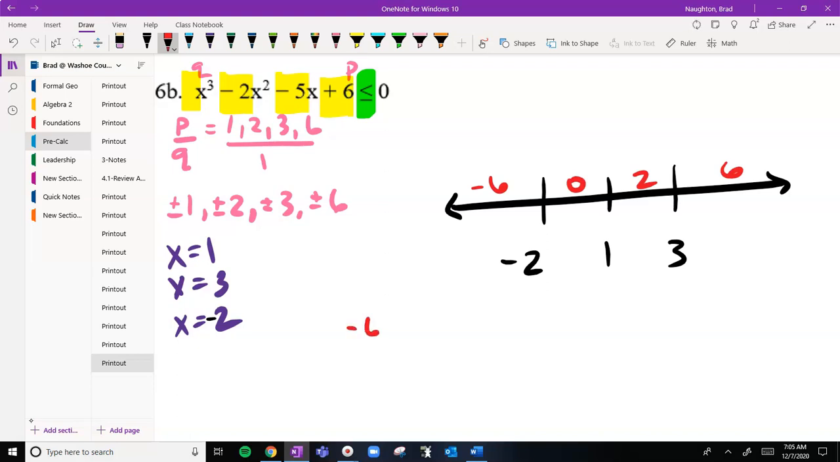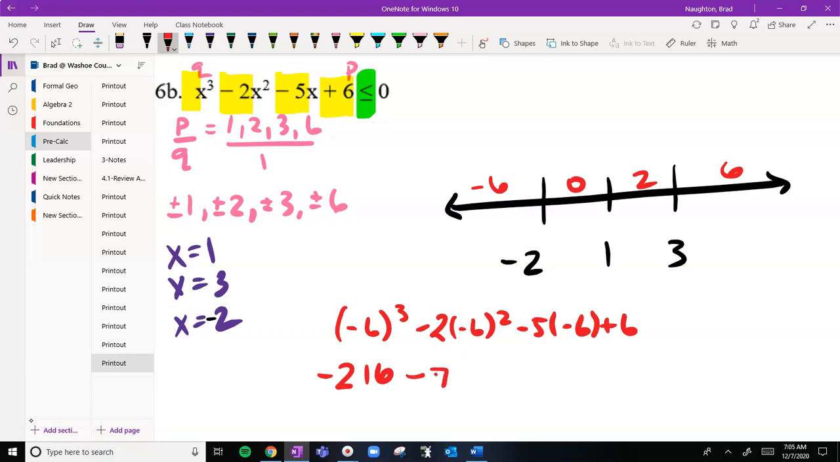So -6 cubed minus 2 times -6 squared minus 5 times -6 plus 6. Now, the big kicker is that this is -216. So it's going to be really tough to come back from anything getting close to 0. But this is going to be 36 times 2, so that's going to be minus 72.